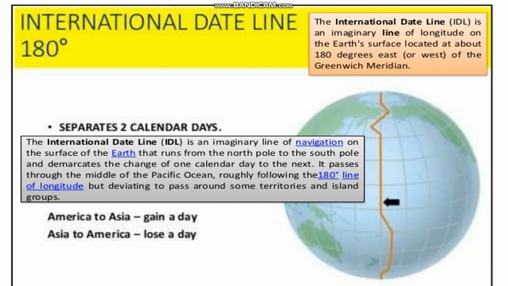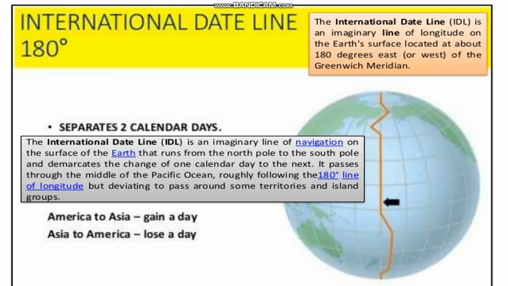The international dateline is an imaginary line of longitude on the Earth's surface located at about 180 degrees east or west of the Greenwich meridian. And this line separates 2 calendar days. It is an imaginary line of navigation that runs from the North Pole to the South Pole and demarcates the change from one calendar day to the next. It passes through the middle of the Pacific Ocean, roughly following the 180 degree line of longitude, but deviating to pass around some territories and island groups.